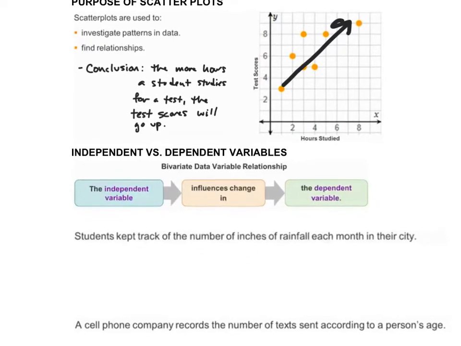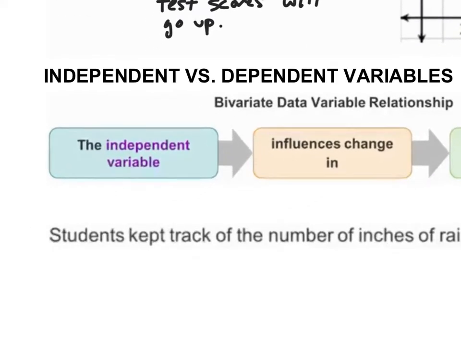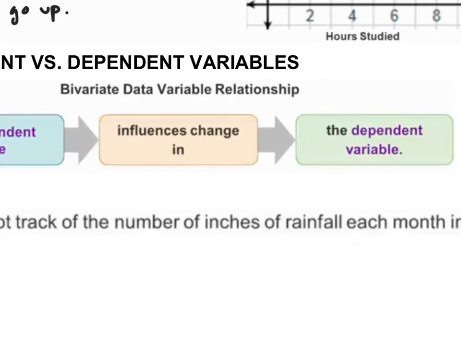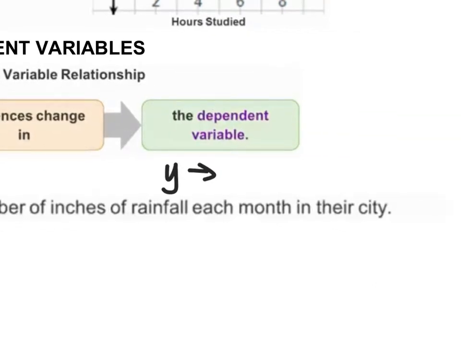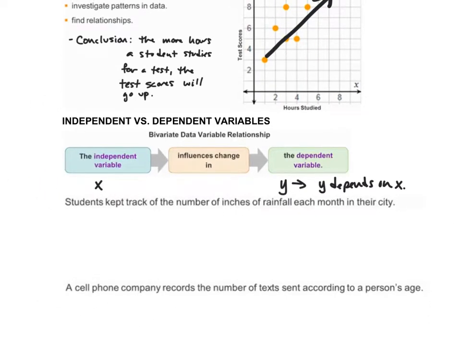So what we want to do, when we're talking about scatterplots, is talk about the independent versus dependent variables, okay? So in a bivariate data variable relationship, the independent variable influences change in the dependent variable, okay? So what I always know is that the independent variable is always x, okay? And the dependent variable is always y. And how I know this is that y depends on x, okay? And we've talked about this before, but that's what we're doing, all right?